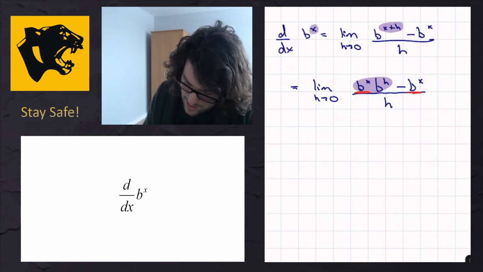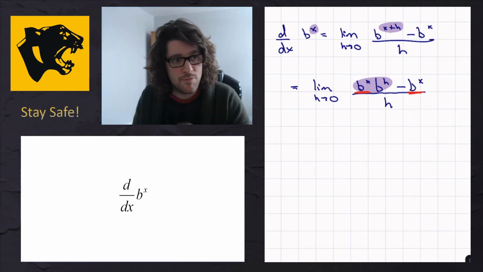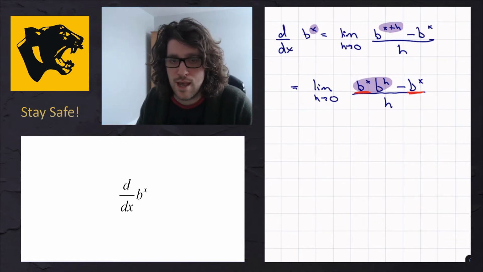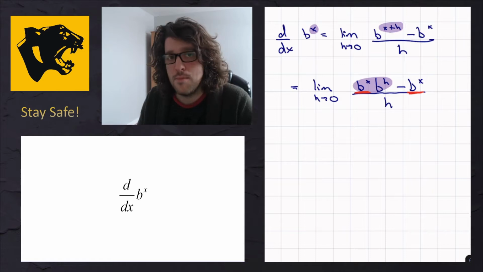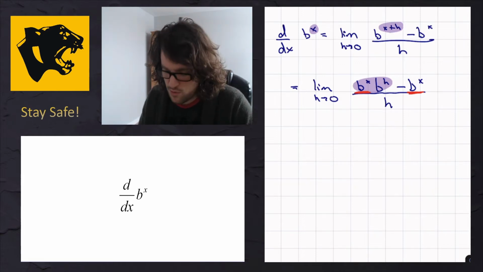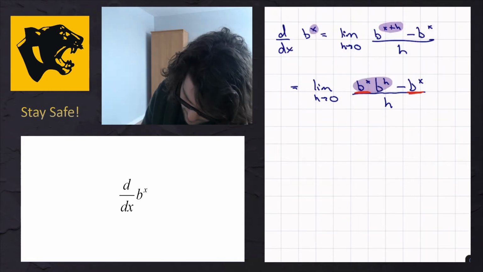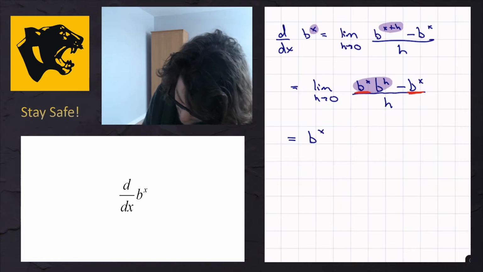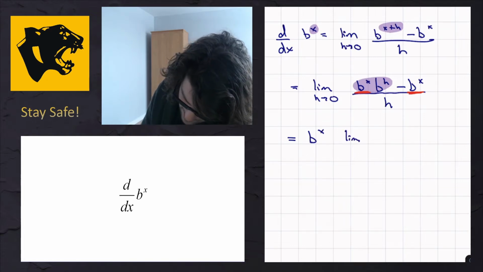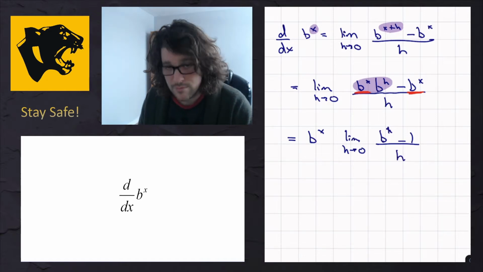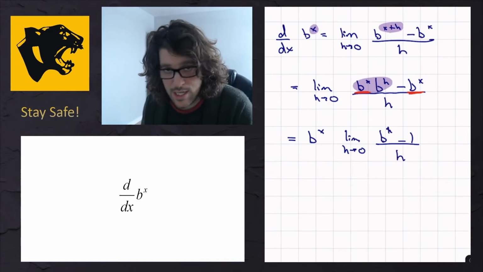Once we've done that, we actually have a common factor, so if I just show you here, that's b to the x in both of those terms. So what we can do is take that b to the x and bring it right out to the front because it has no h in it, so it can go right through the limit as well. So if I do that, we're going to come up with b to the x, and then the limit as h approaches 0 of b to the h minus 1 all over h. All right, so b to the x, that's kind of its own thing.